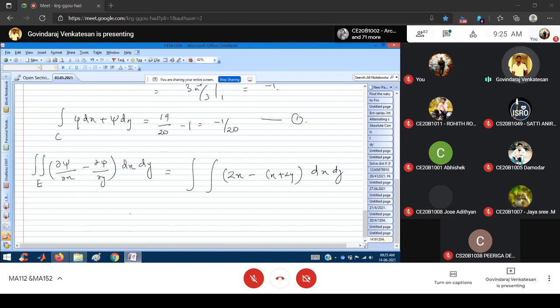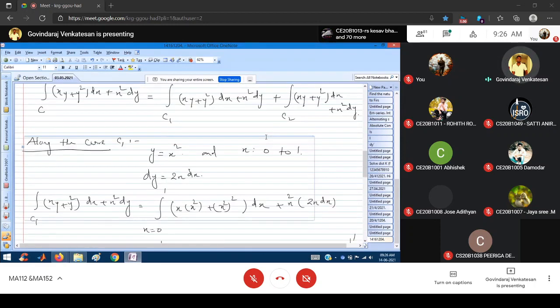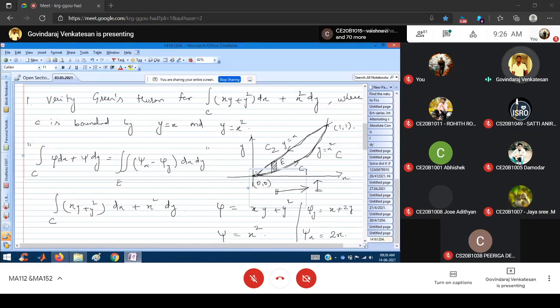Now we have to find what E is. E is the closed region. The strip is moving from left to right, so it is parallel to the x-axis, and x varies from 0 to 1. The strip moves from left to right, that means the values of x are 0 and 1.